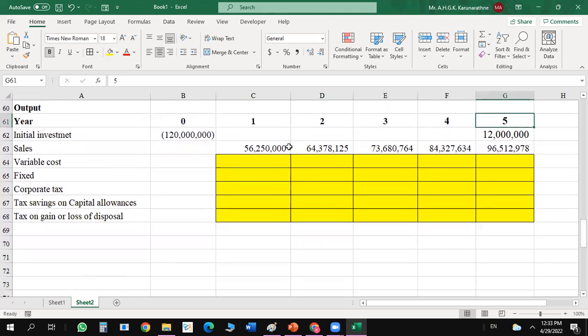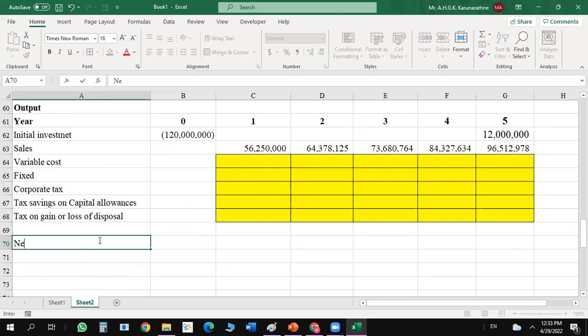First you estimate the cash flows, then finally you can reach the net cash flow.